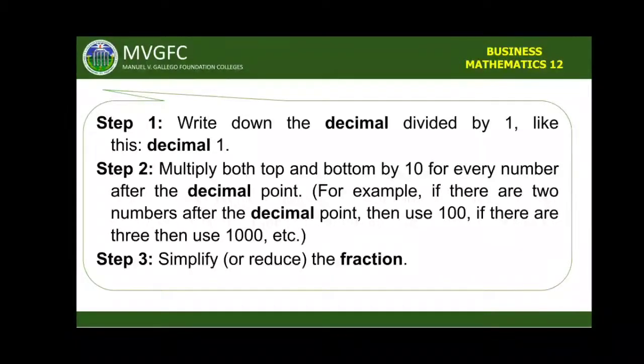Step 1 is that we need to write down the decimal divided by 1, like this, decimal over 1. Step 2 is to multiply both top and bottom by 10 for every number after the decimal point. For example, if there are 2 numbers after the decimal point, then use 100. If there are 3, then use 1000, and so on. And for step number 3, do not forget to simplify or reduce the fraction.